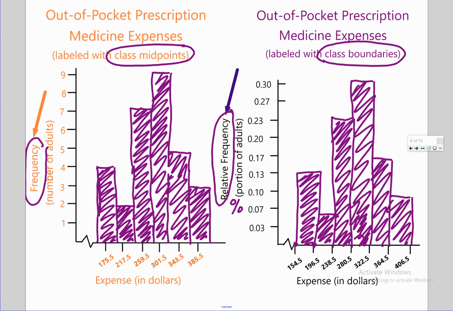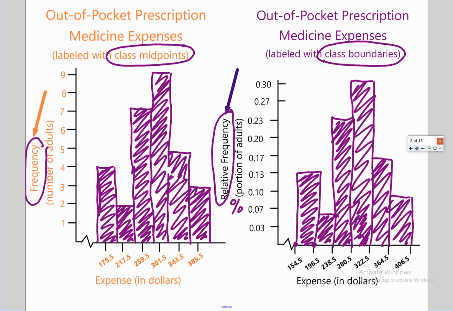Okay. So we can label with midpoints, we can label with boundaries. That just tells us what's happening on our x-axis. Our y-axis can be a frequency, a count, or a relative frequency, a percent. And that's all up to you how you want to make those, or it'll just be told to you in the instructions. Okay, questions on histograms?